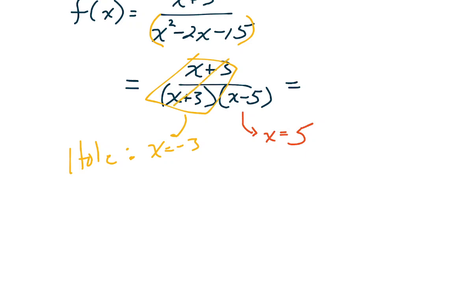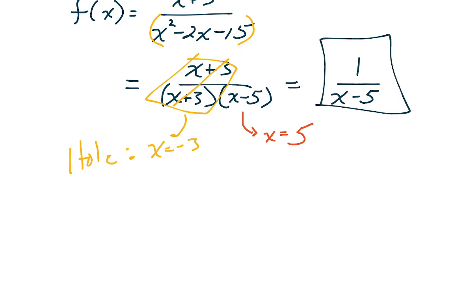Let's cancel these x plus 3s. Wouldn't you be able to cancel x plus 3 when it's common? Well, yes, you would. Now, notice that you create a totally different fraction that's missing the x plus 3, and more importantly, has the ability to plug in -3. You see, I can actually plug x into this equation and I can get a genuine bona fide y value.